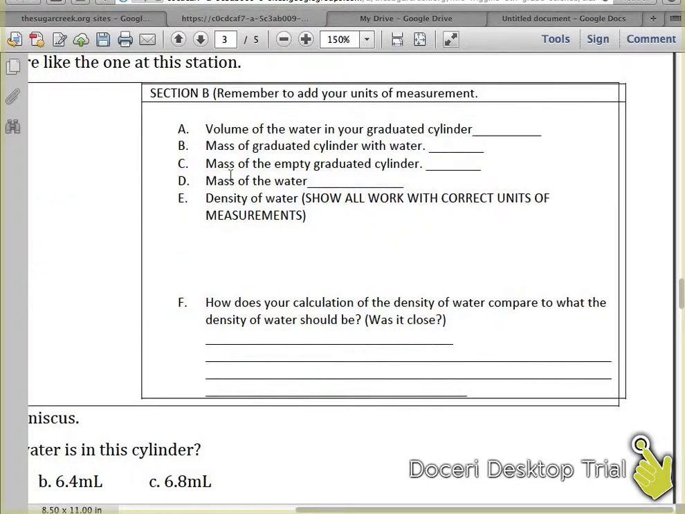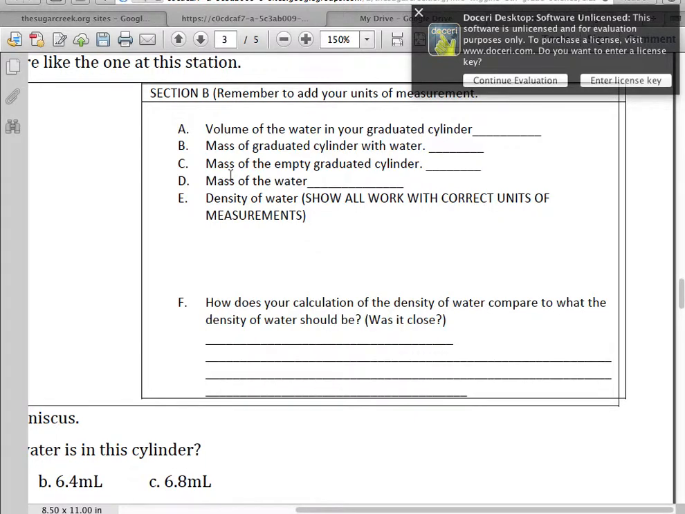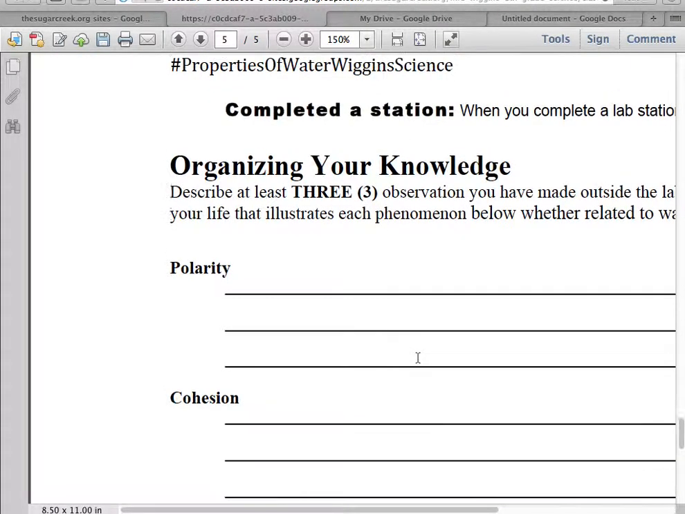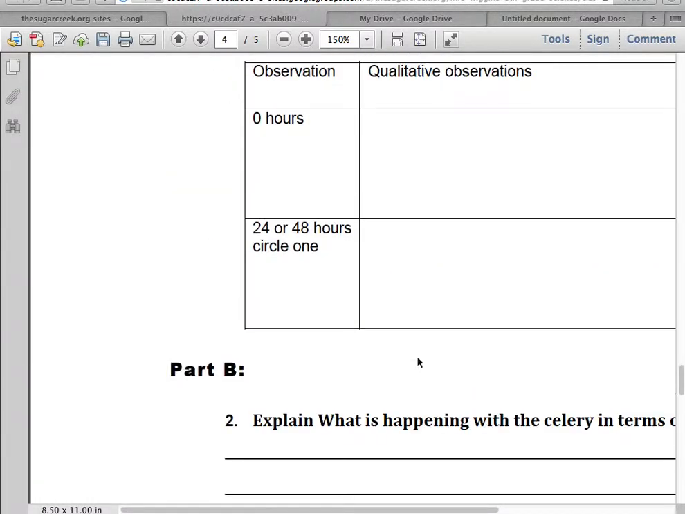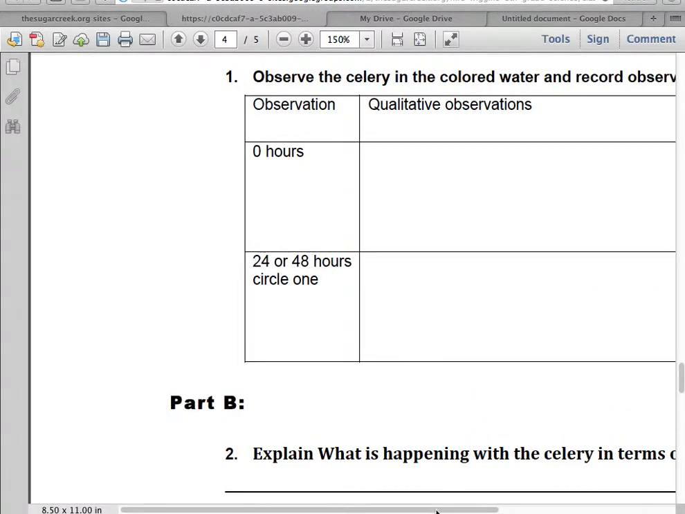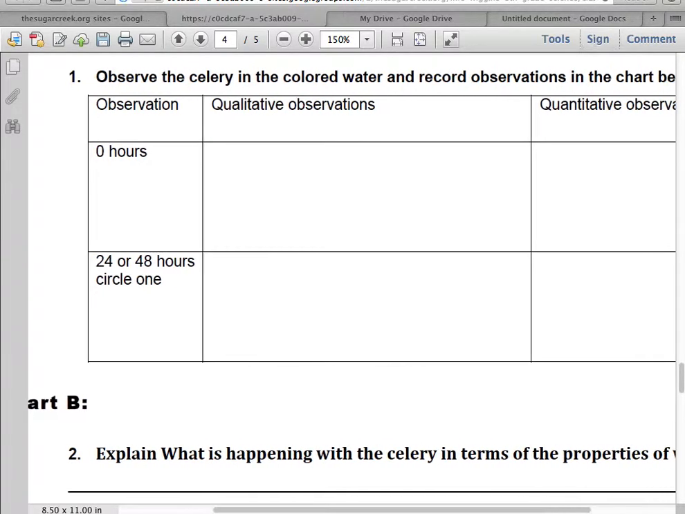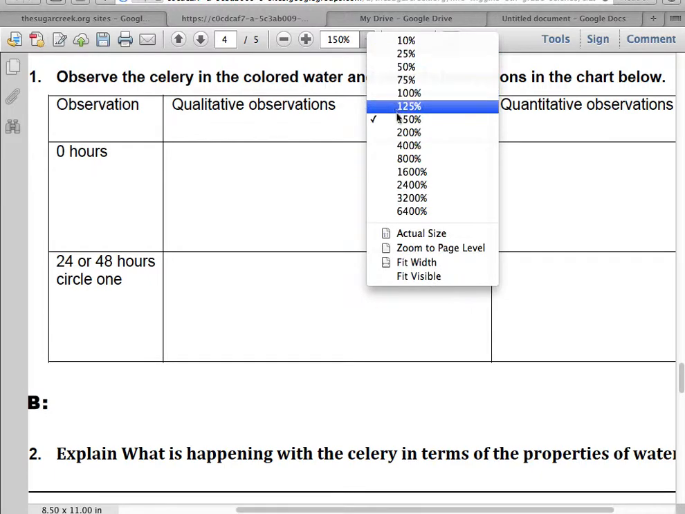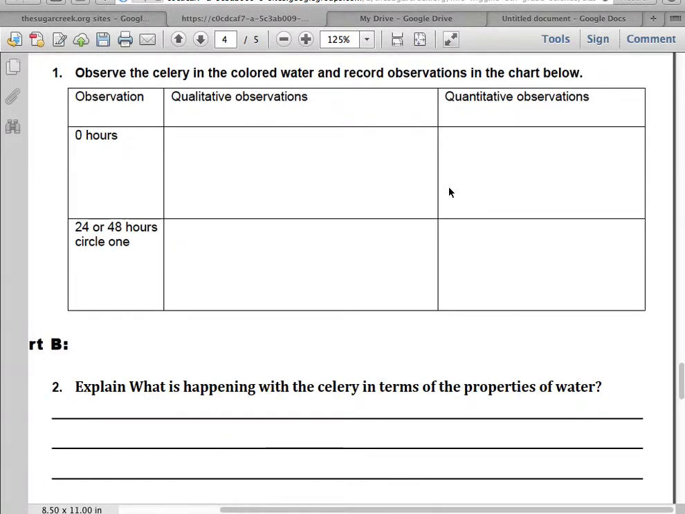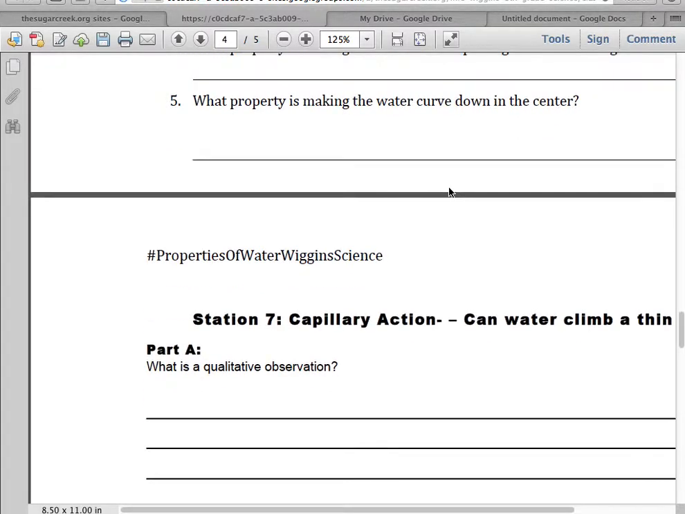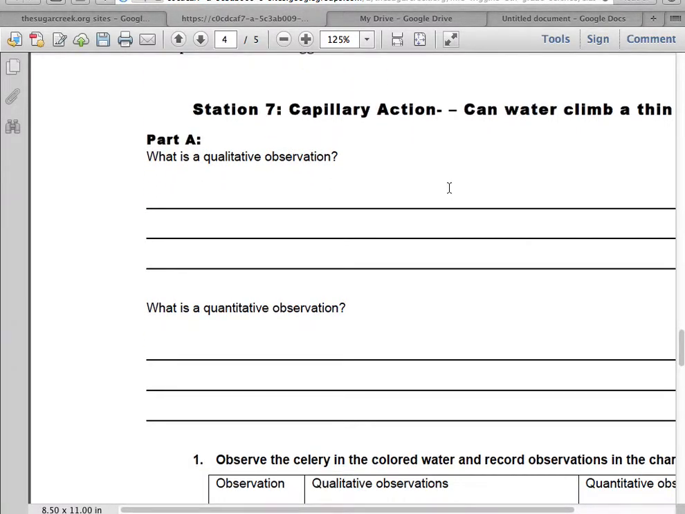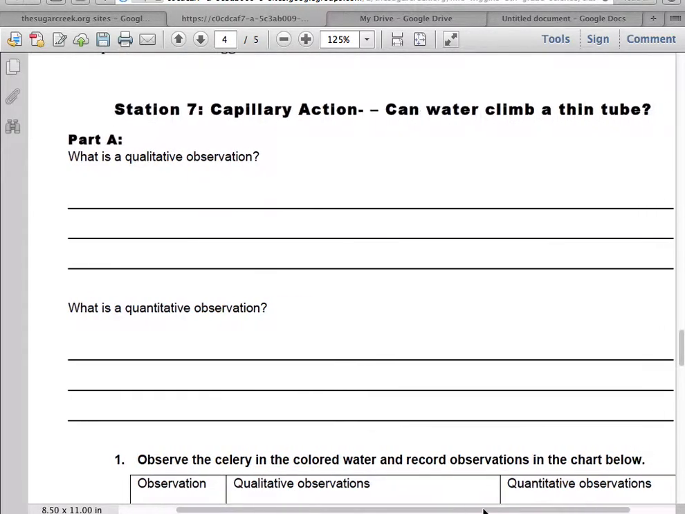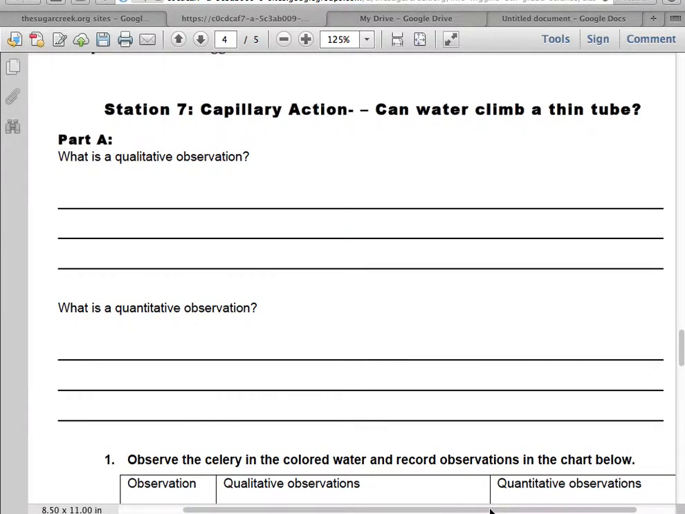All right. The last part I want to look at is Station 7, Part B. Well, actually, just Station 7 for that matter. All right, for Station 7, this top part. No one should have gotten this part wrong or this part wrong.